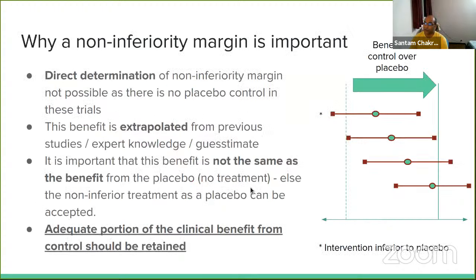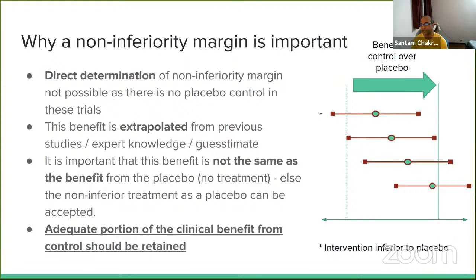Now, why is a non-inferiority margin important? If you have understood the previous slide about biocreep, you would immediately come to know why it is so important. A non-inferiority trial, as I mentioned, cannot have a placebo control. So therefore, you cannot determine the actual effectiveness of the control arm. What do I mean by this? Suppose you had a non-inferiority trial where you had a placebo, you could actually find out how effective a control arm truly is. And you can then determine how much of this efficacy is lost by the experimental arm.